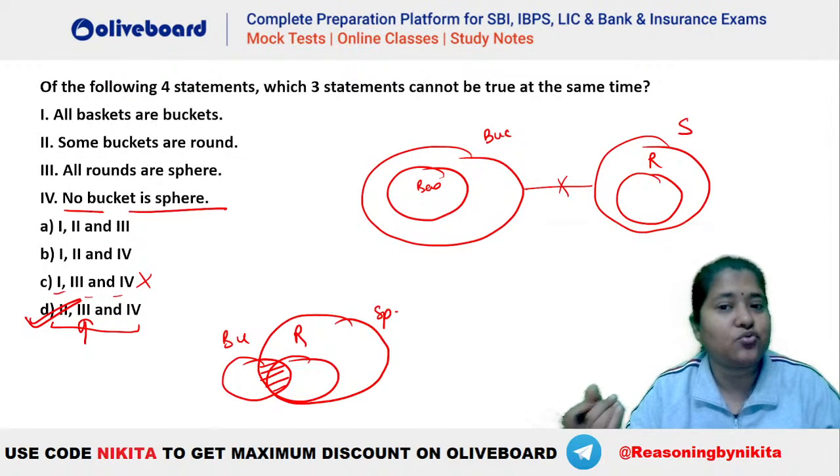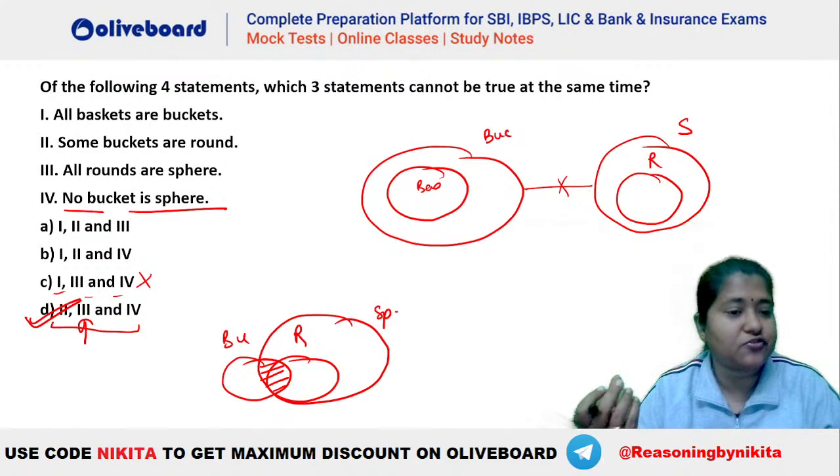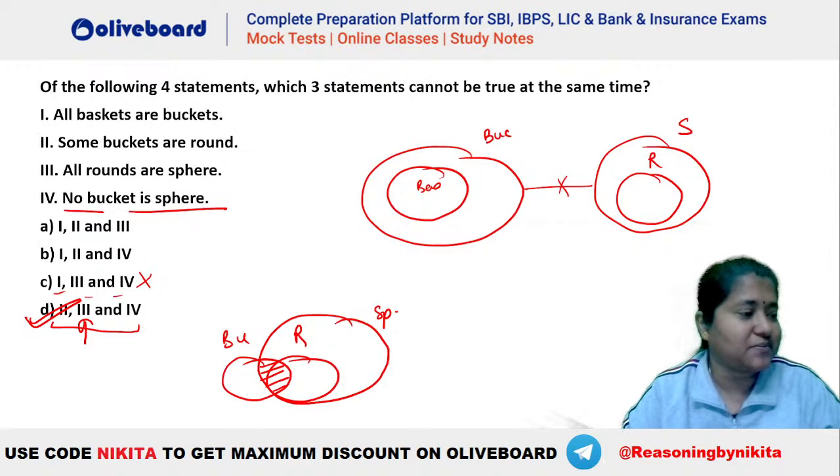They cannot be true at the very same time, because if you draw the diagram using 2 and 3, then the fourth will automatically contradict the first two here, isn't it? So the answer here will be option number D.